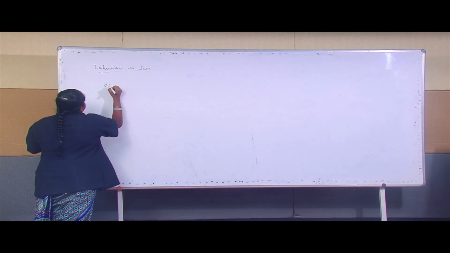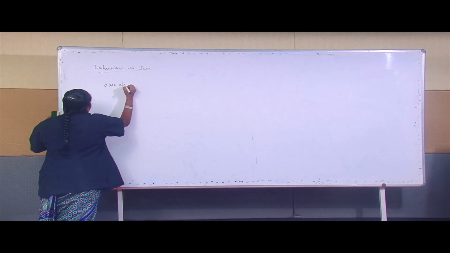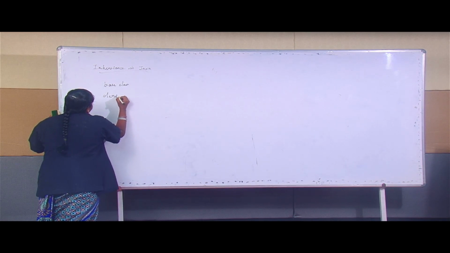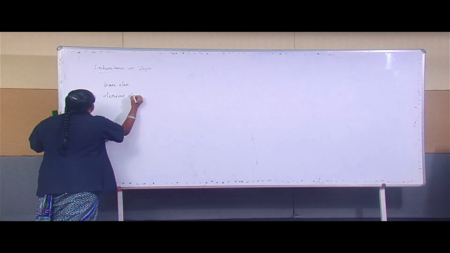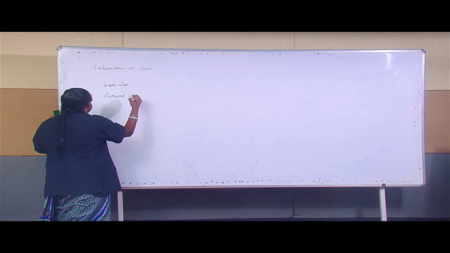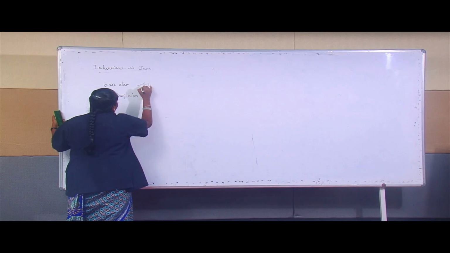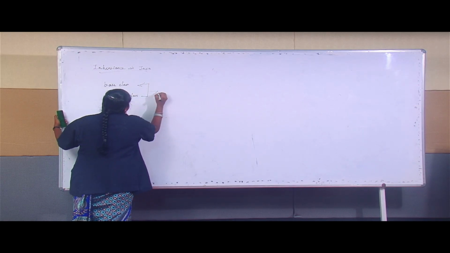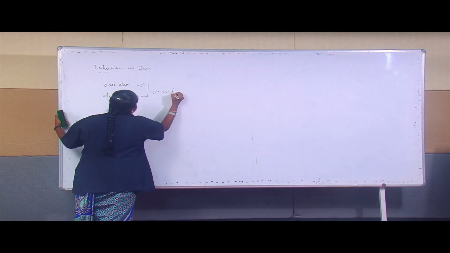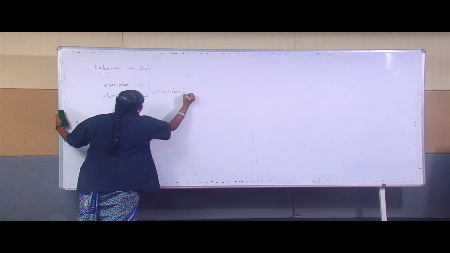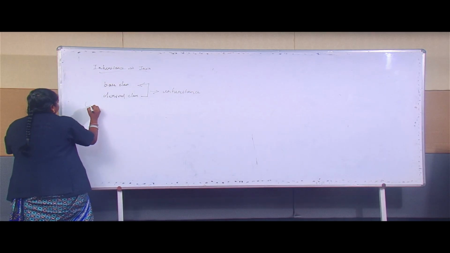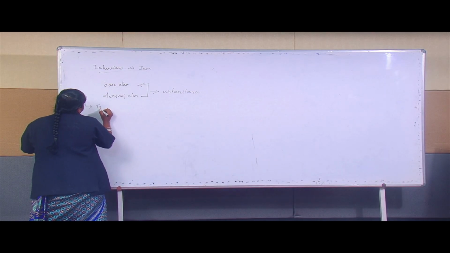So first one is the base class and second one is the derived class. So the derived class will inherit all the properties and behaviors from the base class. This is known as inheritance. So next, types of inheritance.